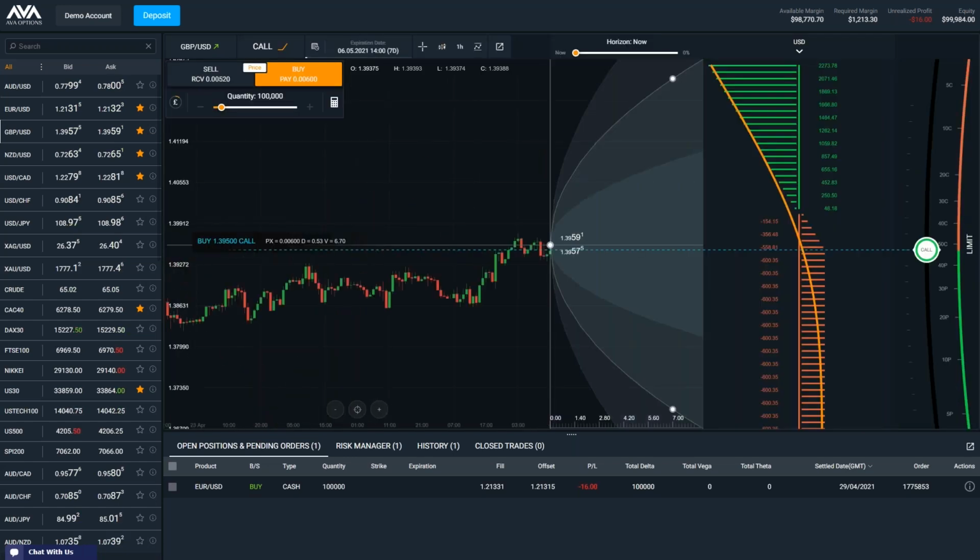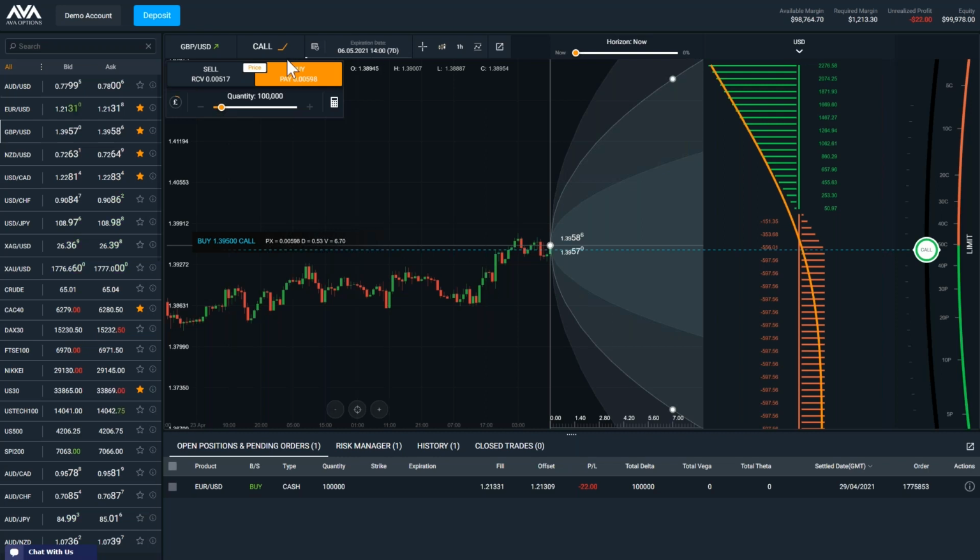A call option gives a user, the buyer of the option, the right to buy an asset at a specific price on a specific date. A call option in this case, we're looking at an option on the pound against the dollar. The strike is set here. It's a 139.50 call. The expiration date is up at the top. You see expiration date, 6th of May, 2021 at 2 in the afternoon GMT, which is a 7-day option.